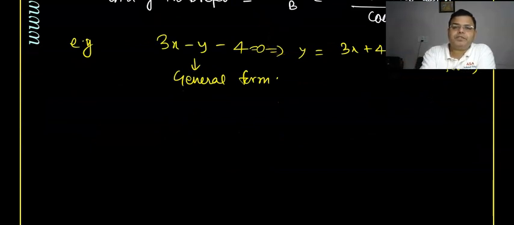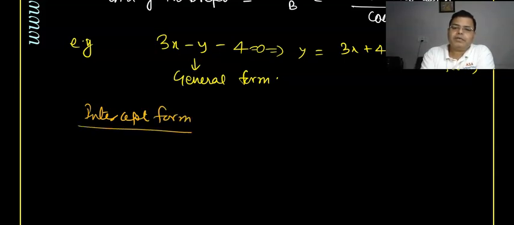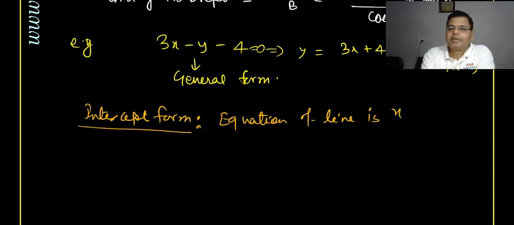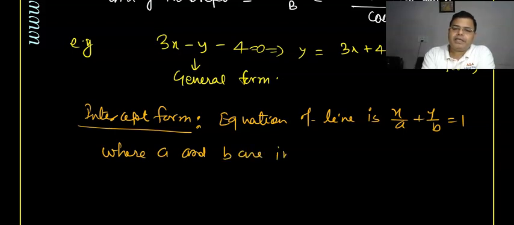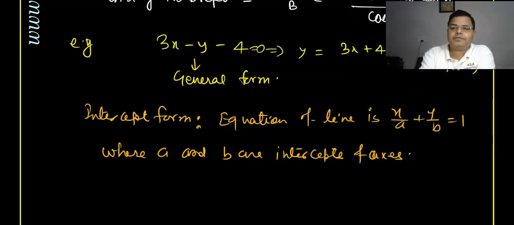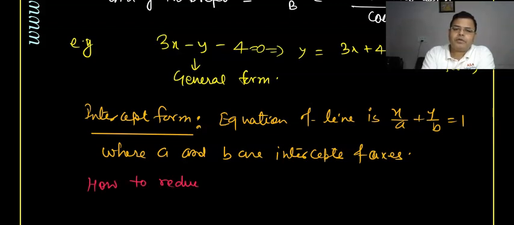Now, the next thing is intercept form. The intercept form of the equation of a line is x by a plus y by b is equal to 1, where a and b are intercepts on the axes, that is, a is the x-intercept and b is the y-intercept. So how to reduce the general equation to intercept form?